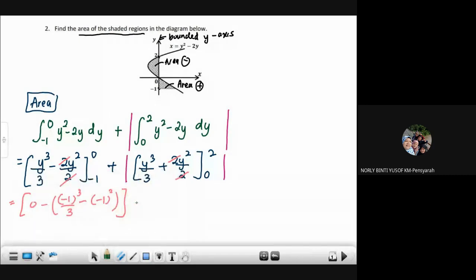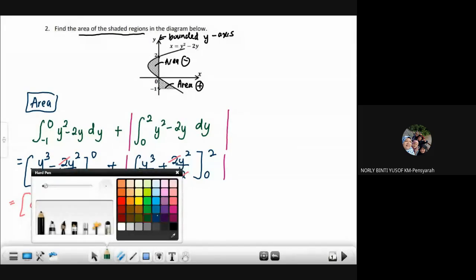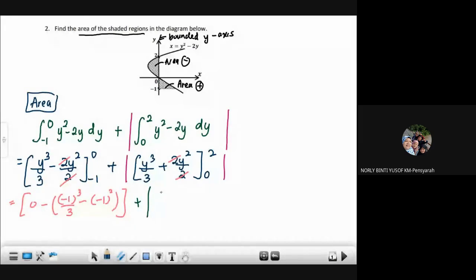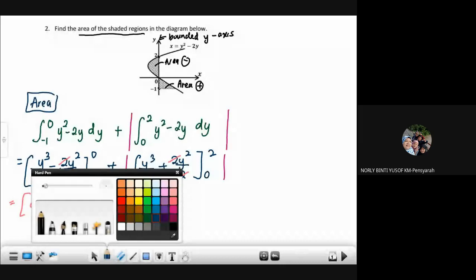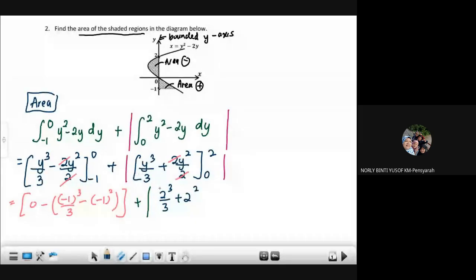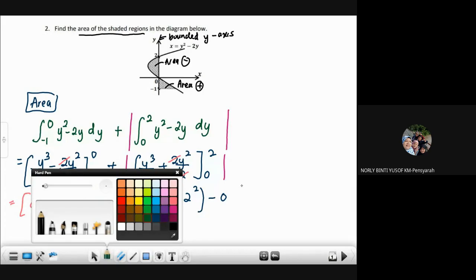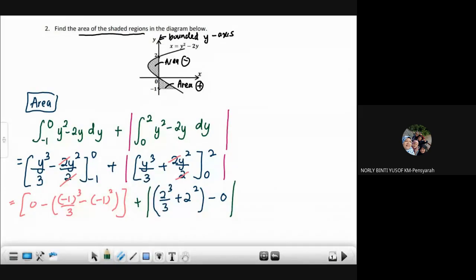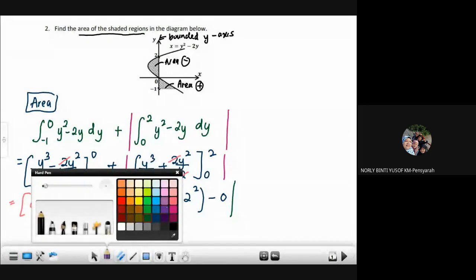Okay, and then plus the modulus for the value 2 upper limit. So 2 to the power of 3 over 3 plus y is 2 squared in bracket minus 0, because the lower limit you put in the two variable is y, so minus 0. So that is the working step you need to take. Ada markah kat sini.